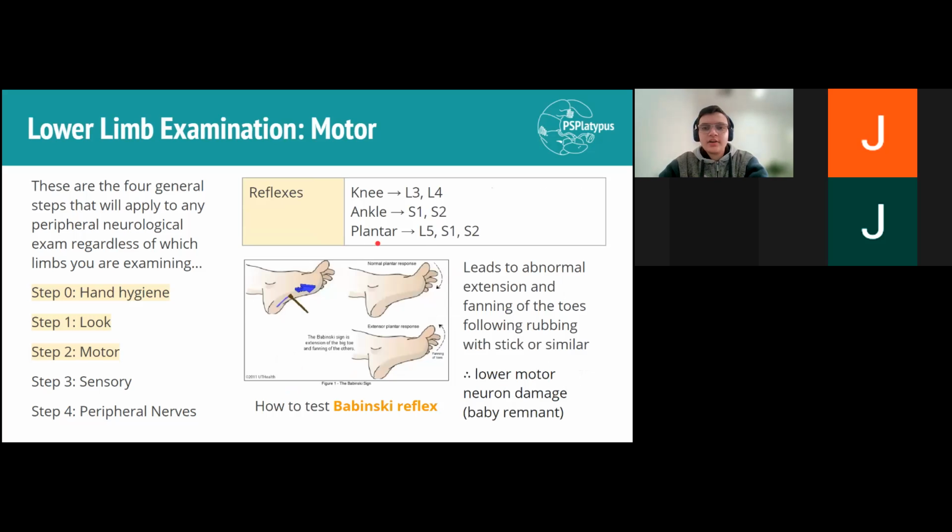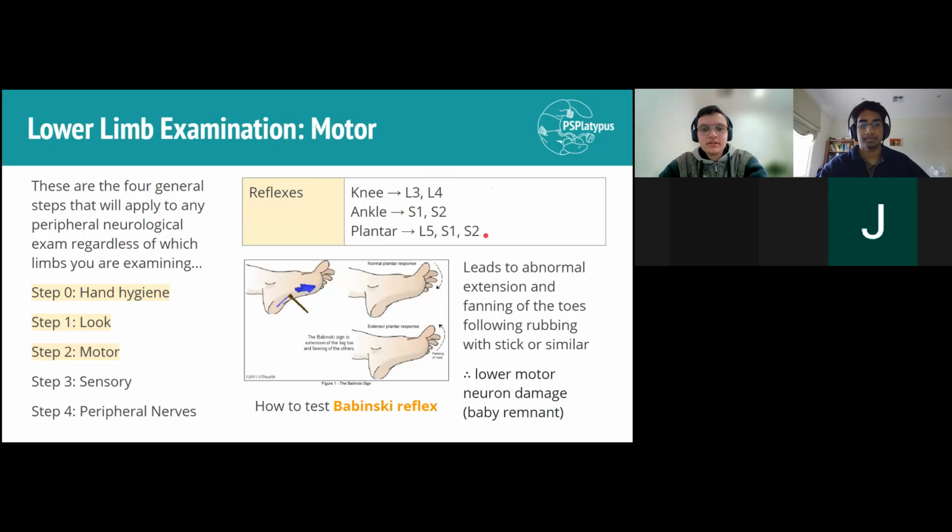Reflexes, look at your knee reflex. You want to think about your ankle reflex and your plantar reflex. Search these up on a video because it's very difficult to show visually right now. But they all have their associated nerve roots and they kind of go down. So L3, L4, skip L5, you've got S1, S2, and then you've got L5, S1, S2.